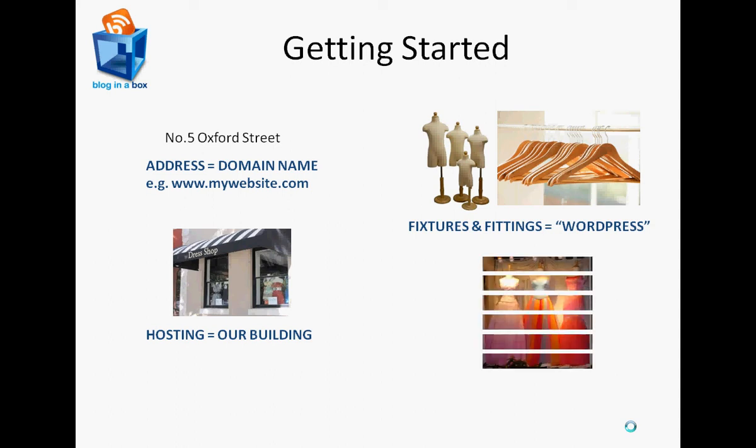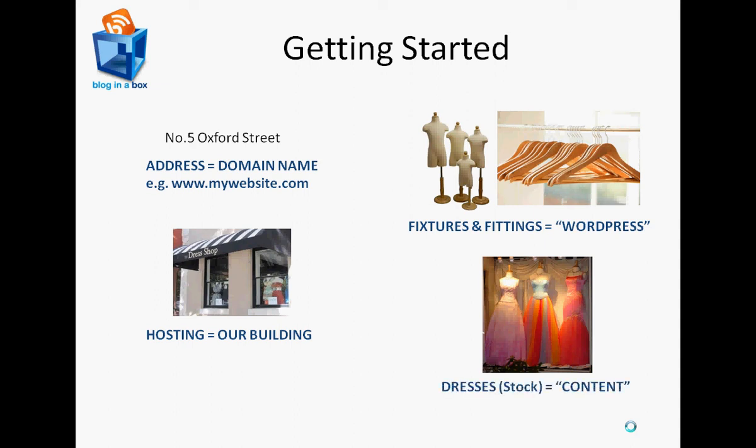And then last but not least, we need our stock. So that's things for people to see, things for people to buy, etc. And again, in techie speak, we call this our content. And content in this context is simply text, images, videos, electronic documents and other files. Now, images, videos, files, etc. can also be known as media, but don't get confused. Media is just a type of content.